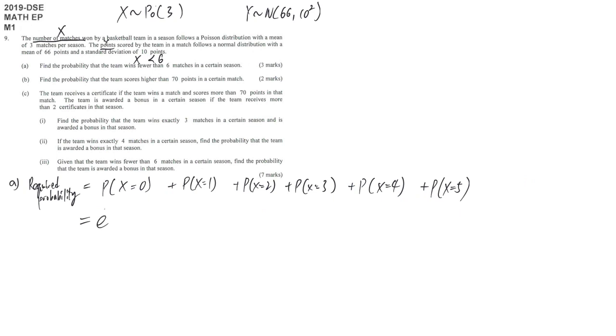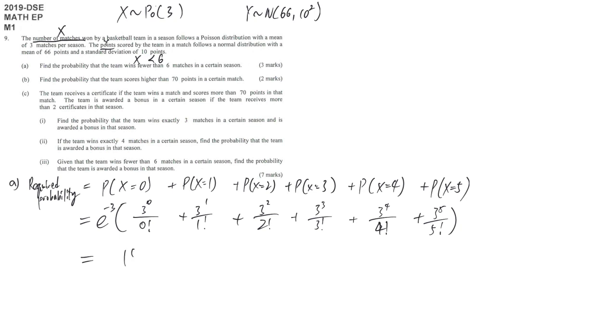There is a common term e power of negative 3, and then what is inside is 3 power of something divided by something factorial. Then use the calculator. We get 18.4 times e power of negative 3, which is 0.916082058, a relatively high chance.